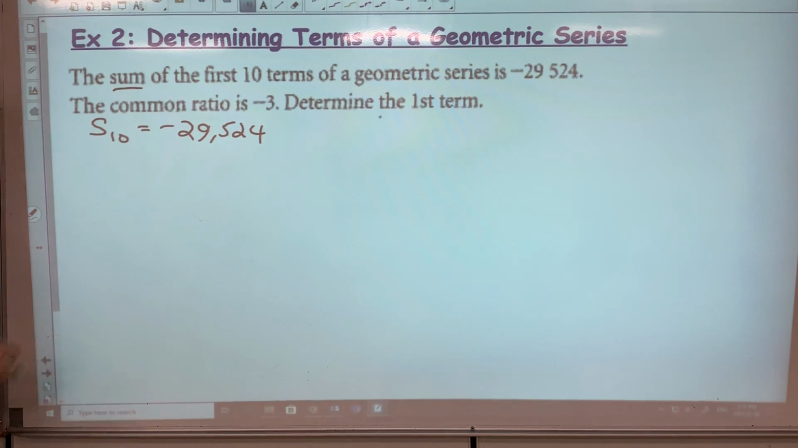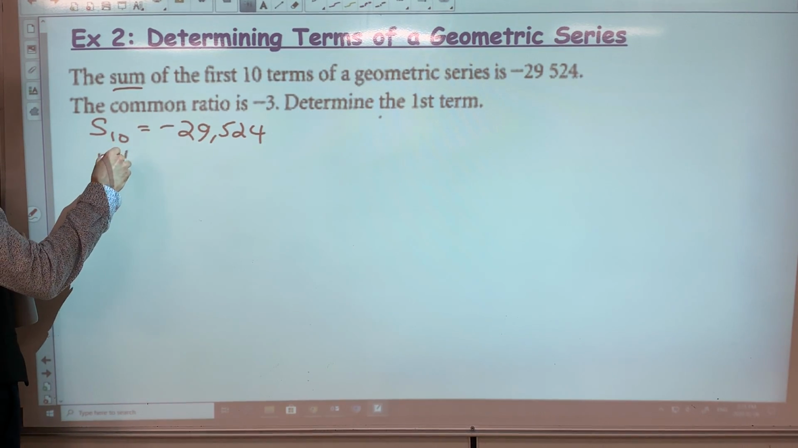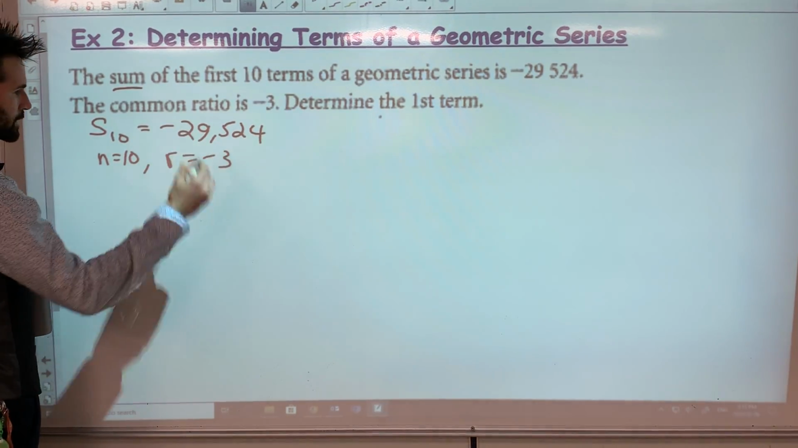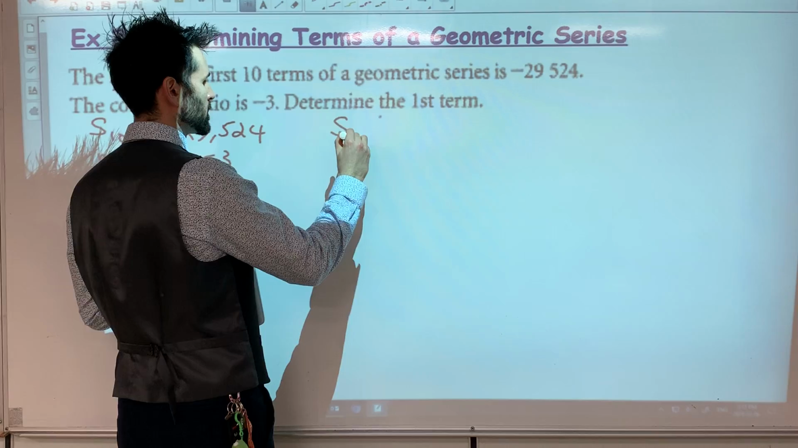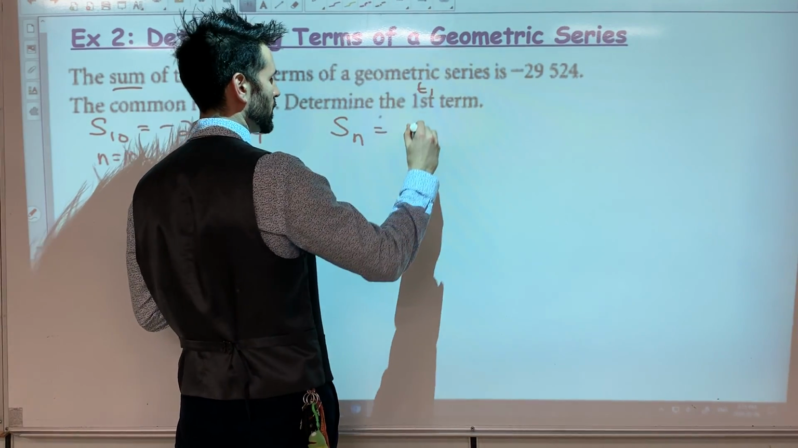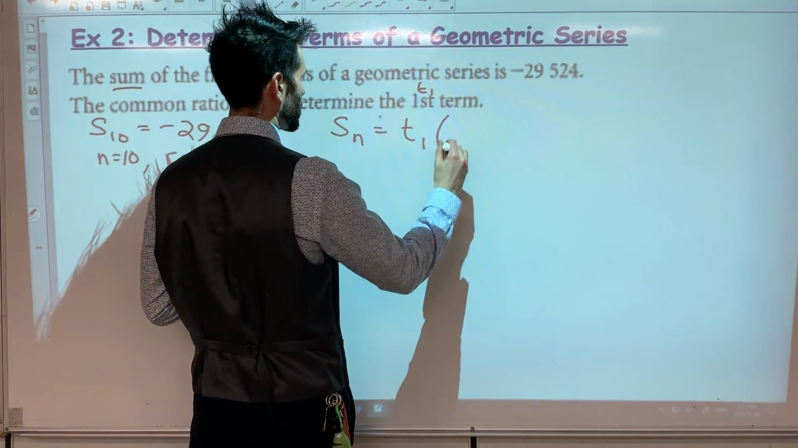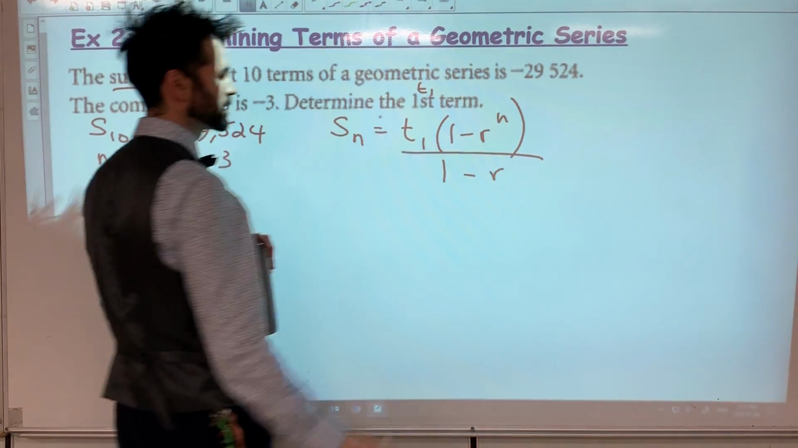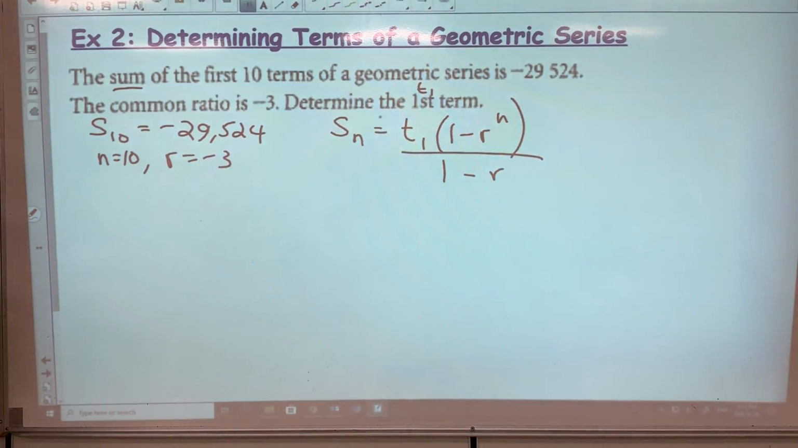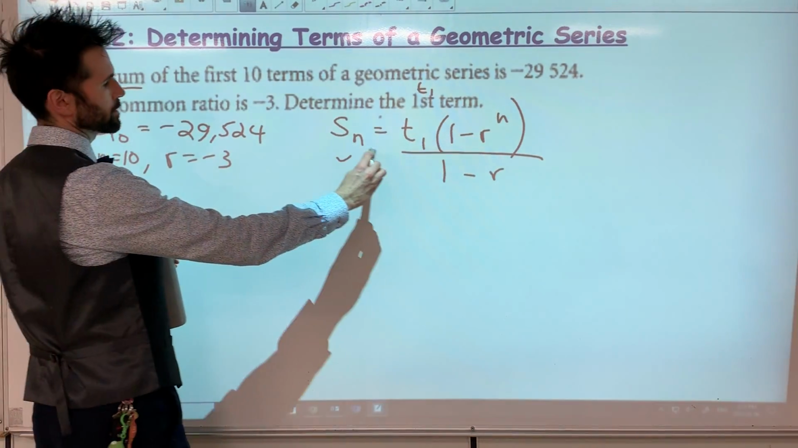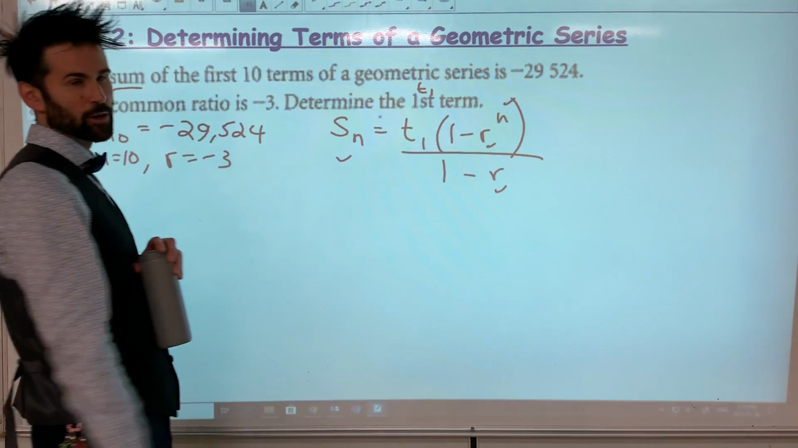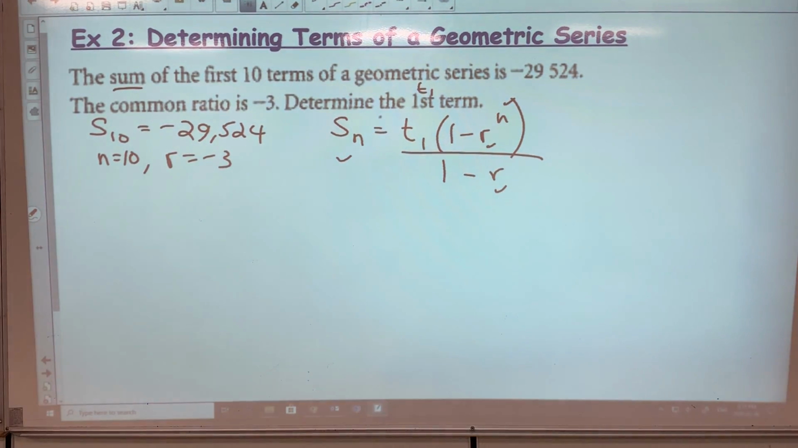That's the sum. You know, n is that number, so sometimes I'll write n is 10. And they told me that r is -3. And I only have one formula. So I'm like, okay, if I'm going to find t1, I sure hope there's a t1 in this formula. And there it is. So you can do that little check. Do I know this? Yep. Do I know r? Yep. Do I know n? Yep. So I only have one unknown, so I can solve that formula.